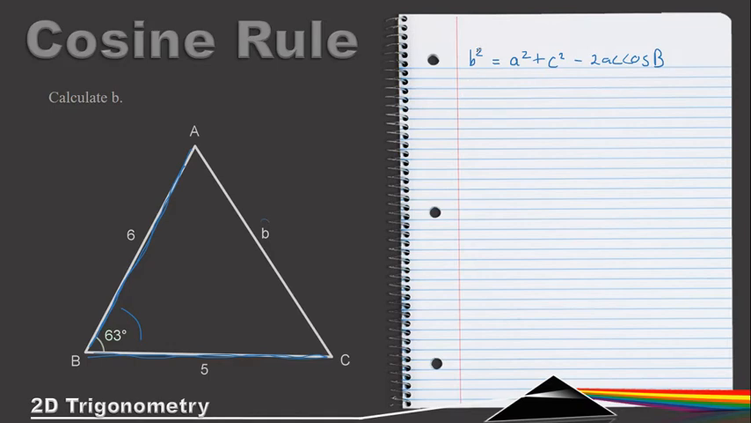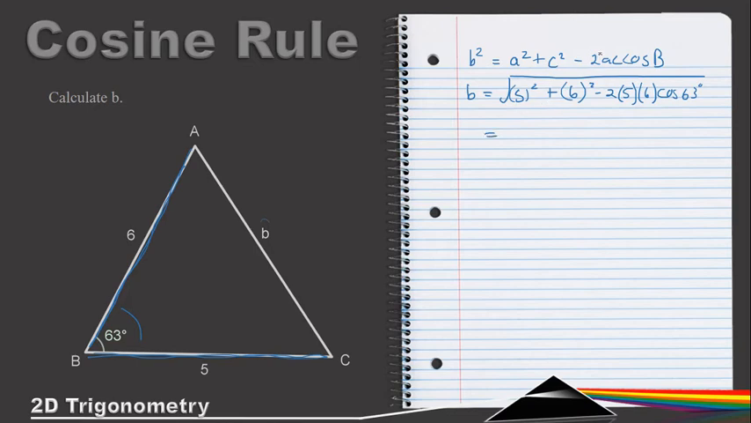So in one go, I'm just going to say that b on its own is equal to the square root, because I'm taking the square root immediately and substituting in the values. So a is 5, so 5 squared, plus c, which is 6 squared, minus 2 times 5 times 6 cos of B. B is 63 degrees, and then I just square root all of this.